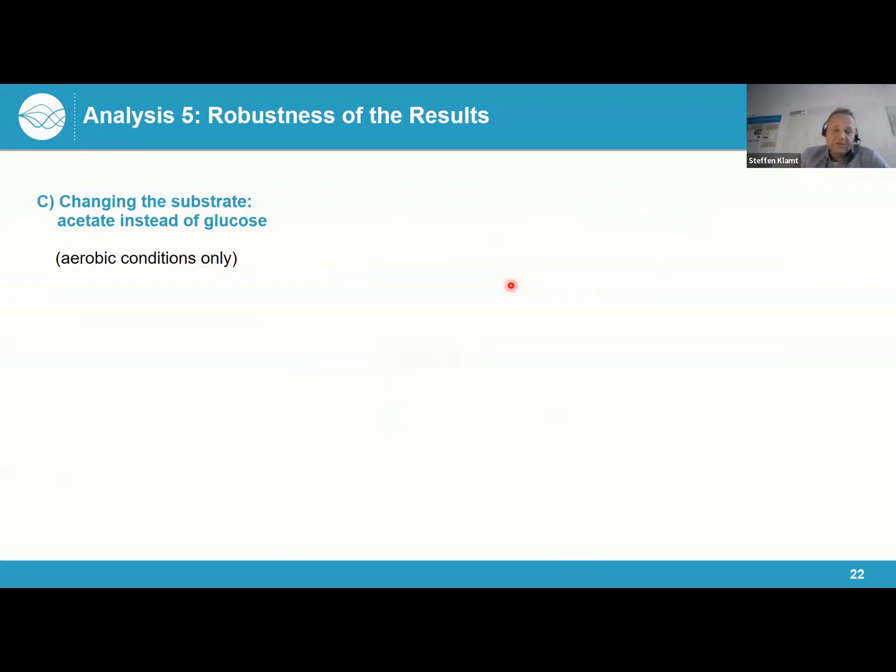So the last thing that we then varied is to switch the substrate, as I've already mentioned before. Here we now use acetate instead of glucose as a substrate. In those cases, we can only consider aerobic growth because E. coli cannot grow on acetate under anaerobic conditions.